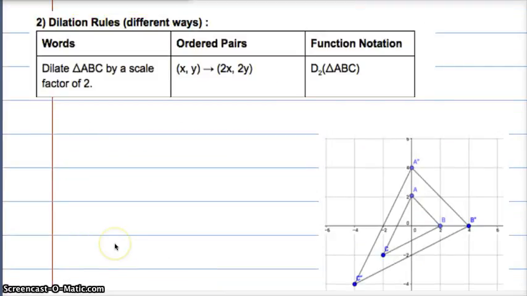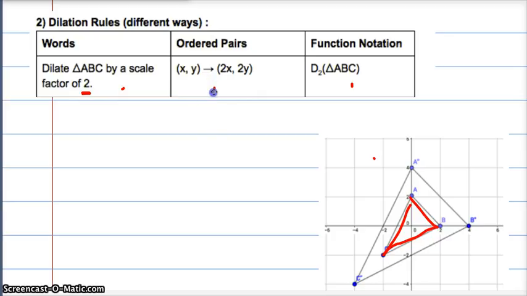So dilation rules can be done in different ways. Different textbooks do it different ways, different tests, and different teachers. We can do it in words. We can state to take a figure, triangle ABC, and dilate it by a scale factor of 2. Looking at this diagram, all three of these rules say the exact same thing. We have triangle ABC, and it's telling you to dilate triangle ABC by a scale factor of 2, meaning that it's going to get larger.